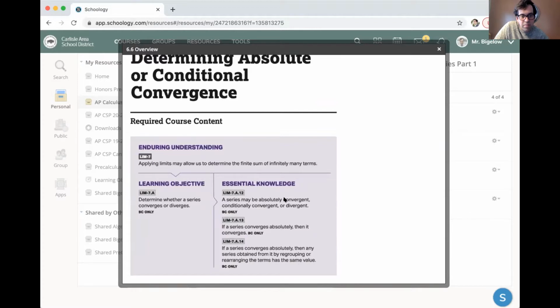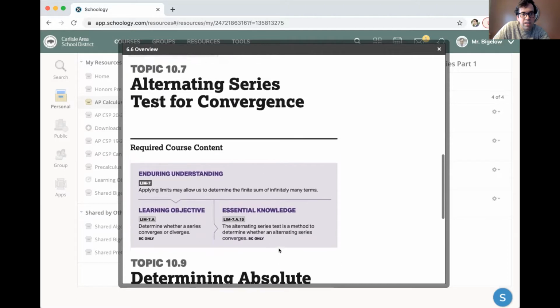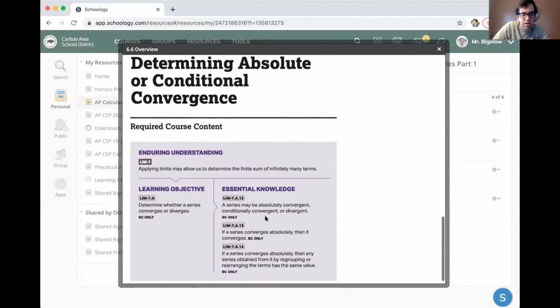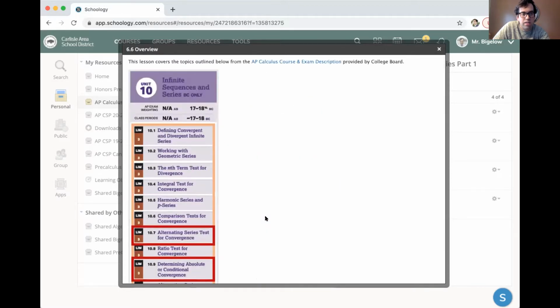A series may be absolutely convergent, conditionally convergent, or divergent. If a series converges absolutely, then it converges. Makes sense. If a series converges absolutely, then any series obtained from it by regrouping or rearranging the terms has the same value. That is something that we're going to be studying throughout this lesson. Okay, so this will all make sense. And again, this comes straight from College Board, so we're going to be covering all things that you definitely need to know for our course and for the AP test. Let's switch over to the notes.